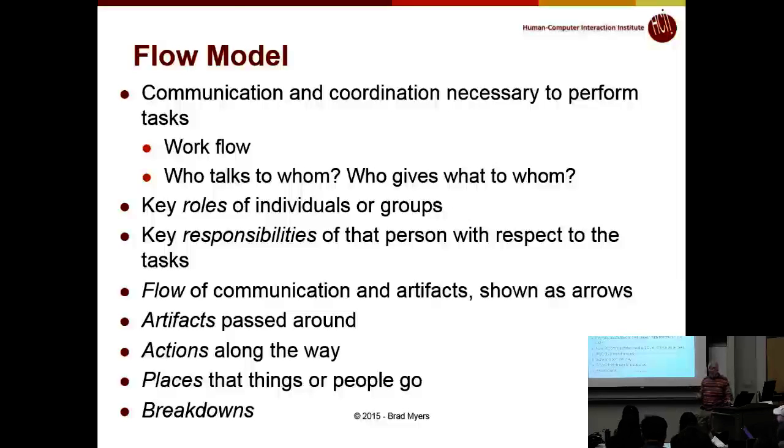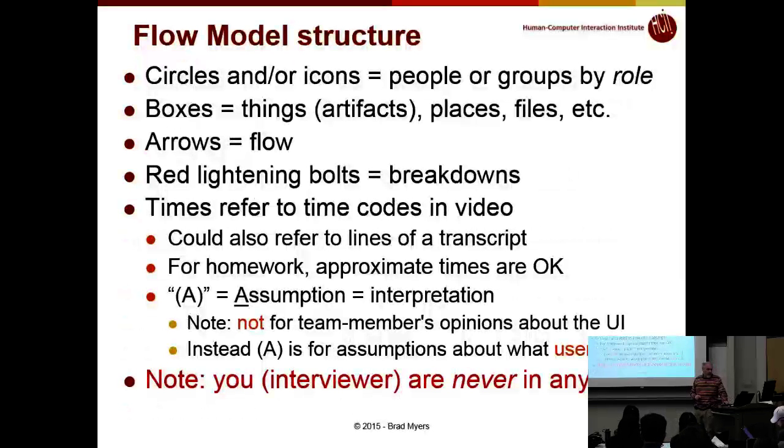And obviously, you want to have lots of breakdowns. Right, so the circles and little icons, if you want, you don't have to, are people. Boxes are for artifacts and stuff. Arrows show the flow of information, so from the user to the website, from the website to the user, things like that. Breakdowns, time codes.